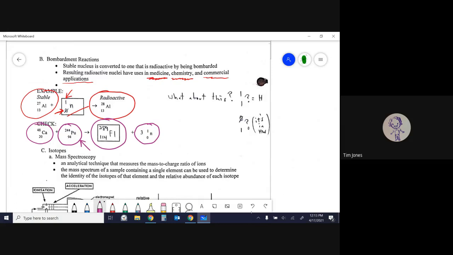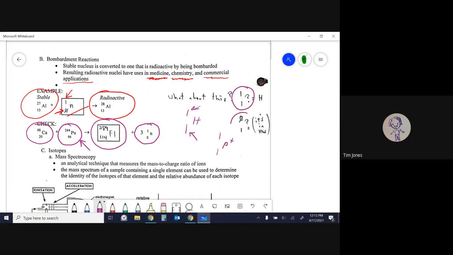Now, speaking of these symbols, I ask, what about this? What is 1 over 1? Well, if you think about it, what must be the particle? It's got an atomic number of 1 and a mass of 1, so that is either known as a typical hydrogen atom, or you could say that it is simply just a proton.